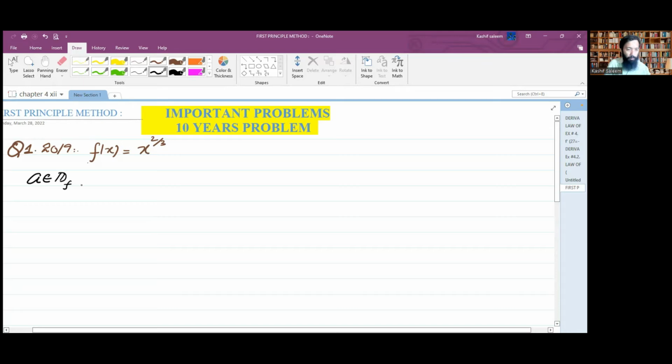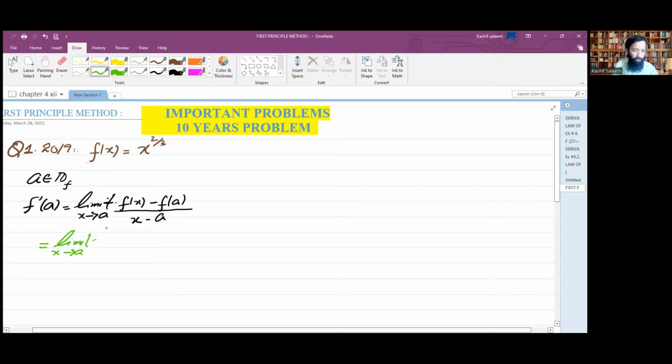Now we will define what the first principle method actually is. So f prime of a is equal to the limit as x approaches a of f of x minus f of a, divided by x minus a. Now we will apply this formula or definition of derivative. So this is x to the power 2 upon 3 minus a to the power 2 upon 3, divided by x minus a.